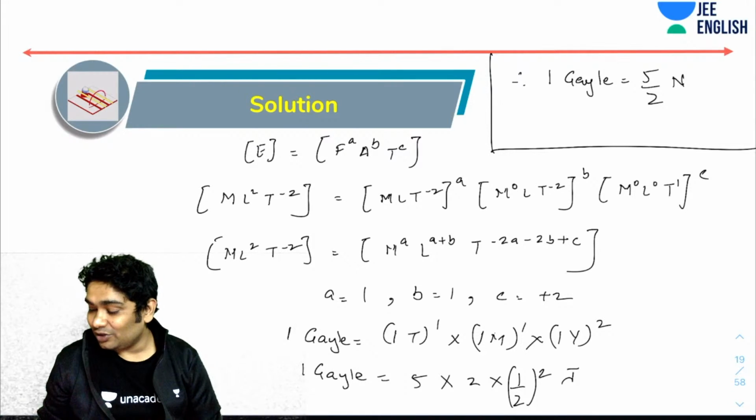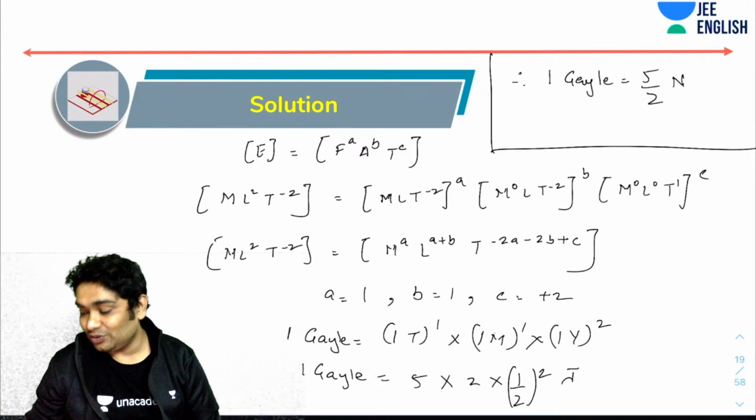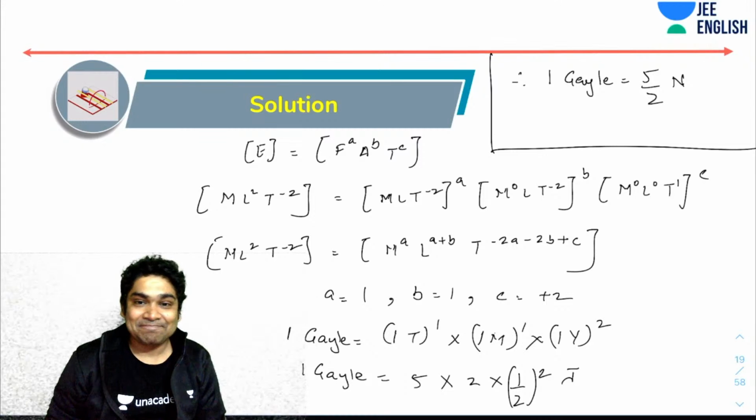So from here, of course, you have 2 gales equals 5 joules. Well done, guys. 5 joules was the correct answer. All right.